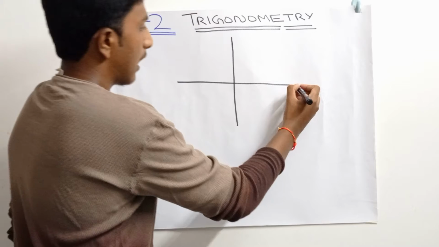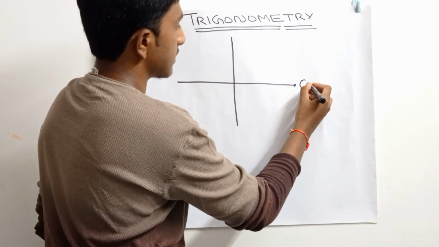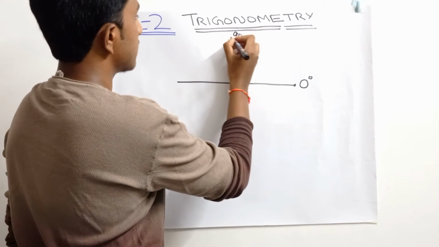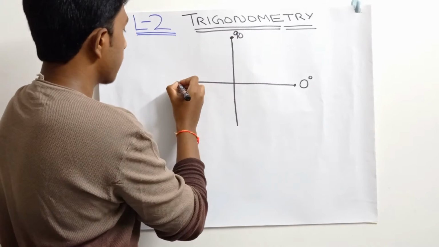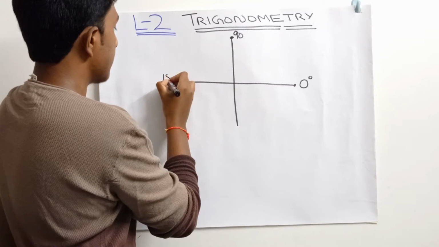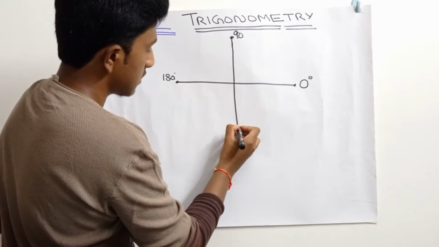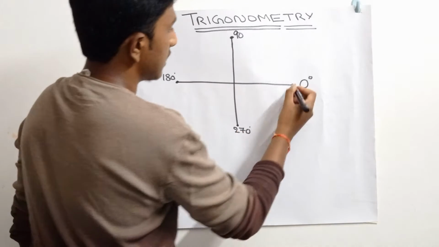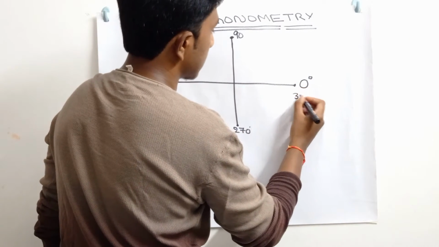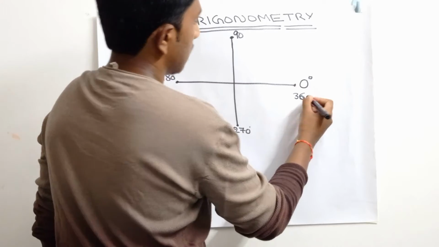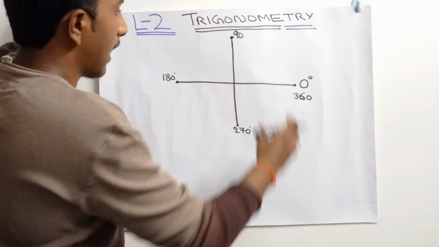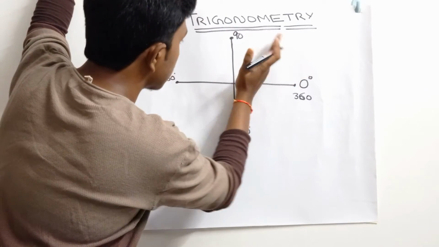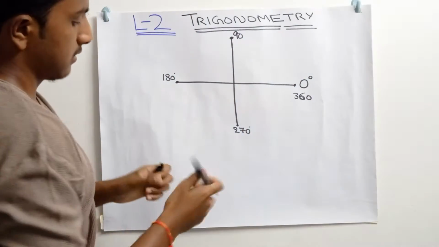Now I am considering this point as 0 degrees, this as 90 degrees, this point as 180 degrees, this point as 270 degrees, and this point again as 360 degrees. Are you guys getting? I am starting from this point. This is 90 degrees. Again from here, this is 180 degrees.